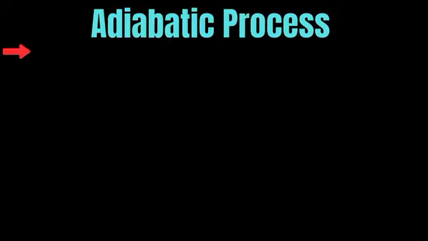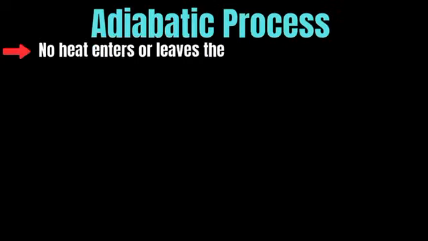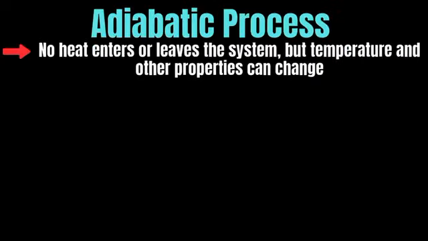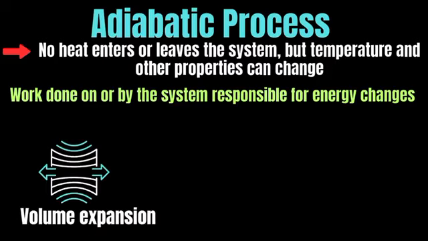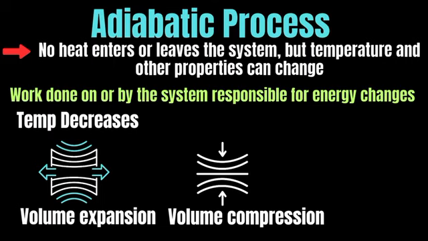Now let's understand the adiabatic process. An adiabatic process is one where no heat enters or leaves the system, but temperature and other properties can change. In this process, all energy changes occur due to work done on or by the system. If a system expands, its temperature decreases because it uses internal energy to do work. If a system is compressed, its temperature increases because work is being done on it.